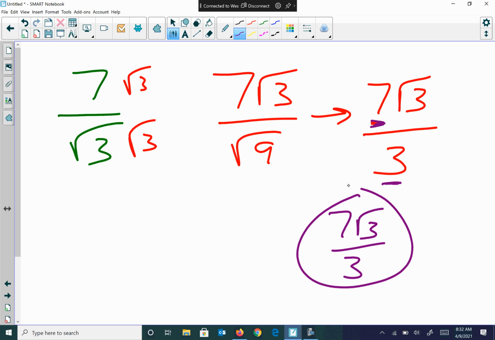Wait, can you just not multiply the bottom by 3? Oh, so you're going to skip this step here? Yeah, heck yeah. If you see it that way, please do it. Okay? Cool, that's a great observation. I like that. Let's see what else.